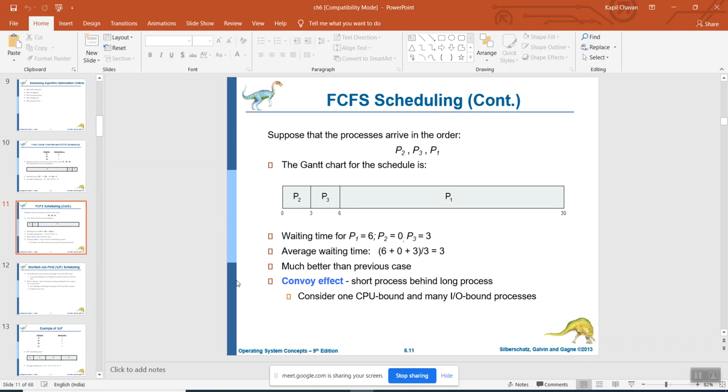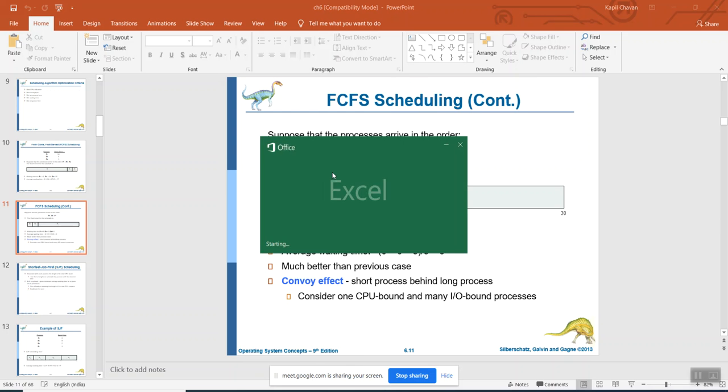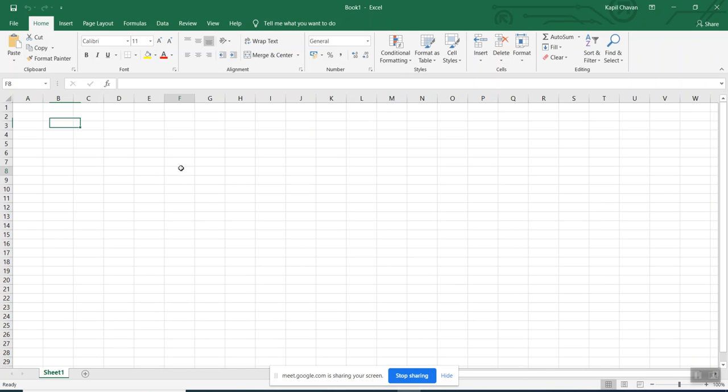So again we will take one example and we will see. Take an empty notebook here, the first one as the process. Be ready with your pen and book. You need to calculate the average waiting time and waiting time for the processes.